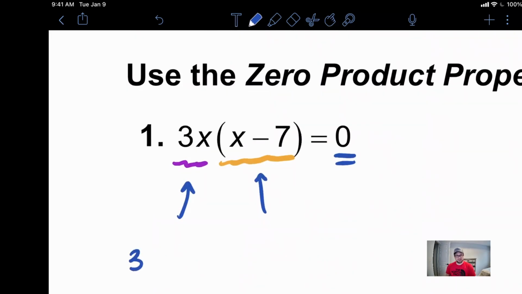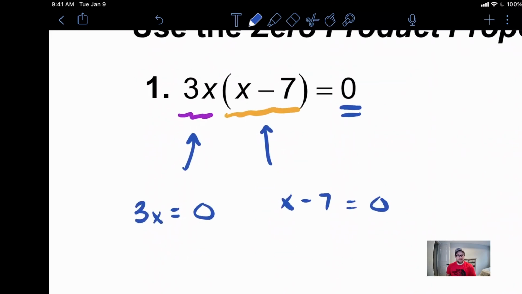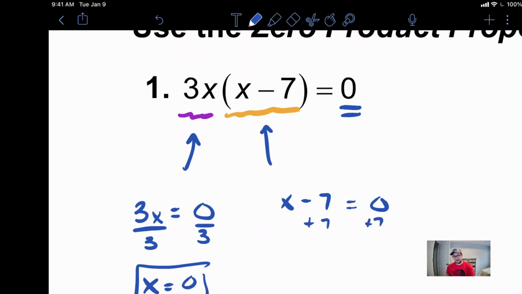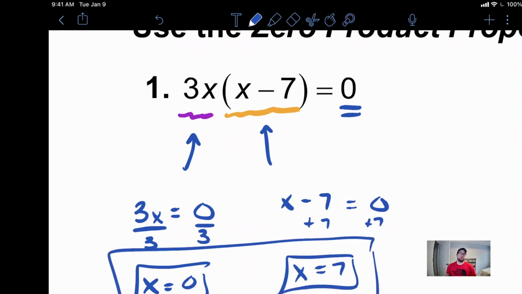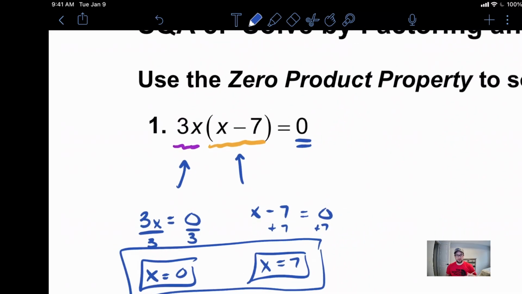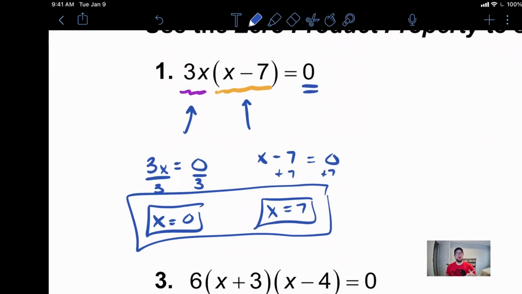So what we do is we just set up two simple equations. 3x equals 0 and x minus 7 equals 0, and then we just need to solve. To solve the first one, we would divide both sides by 3. 0 divided by 3 is just 0. And then in the second one, we're going to add 7 and add 7, and I'll get x is equal to positive 7. These are going to be our two answers for this problem, right? That's what we call the zero product property. The nice thing about the zero product property is we don't have to do the factoring stuff first, but that will come a little bit later.